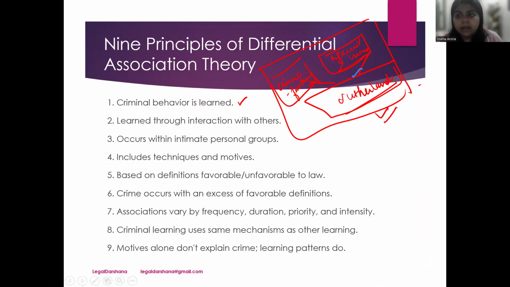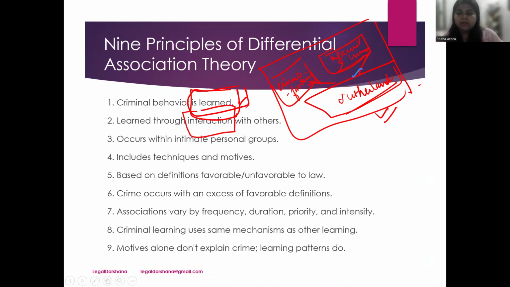Okay, it is not inherited, it is not psychologically present in a person, but rather it is learned. How is it learned? We are just highlighting the keywords. Criminal behavior is learned. And then how is it learned? It is learned through interaction with others.